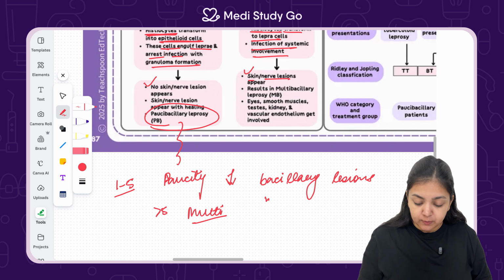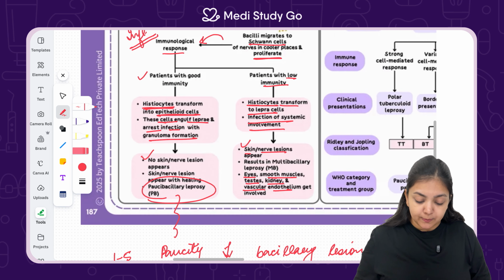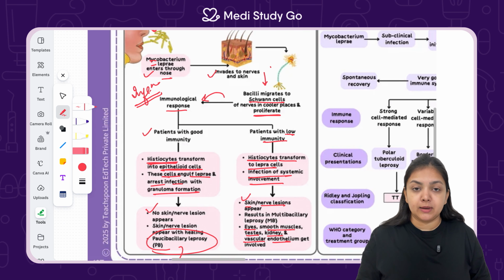So lesions are going to be present on the eyes, smooth muscles, testes, kidney, and vascular endothelium. All of these tissues get involved very easily. So this is how the pathophysiology of Mycobacterium leprae leads to leprosy.